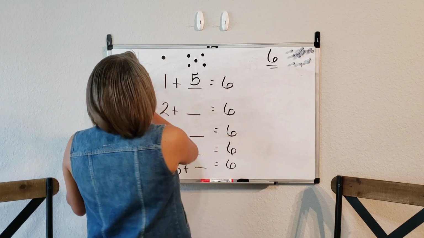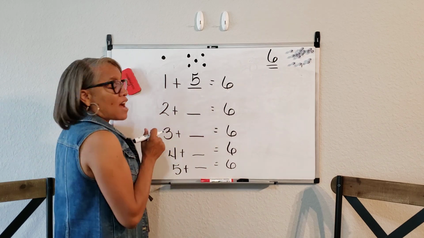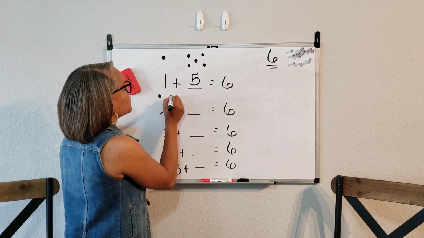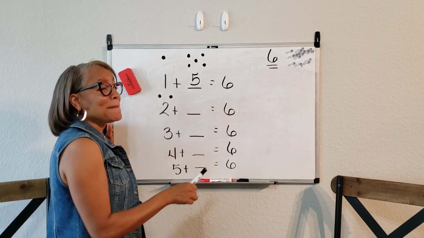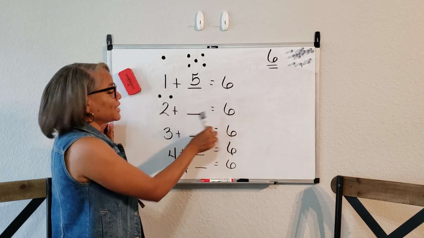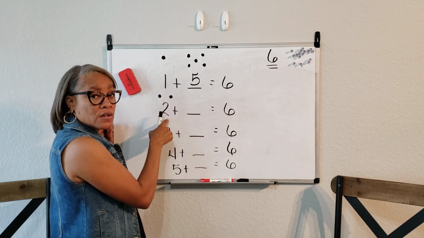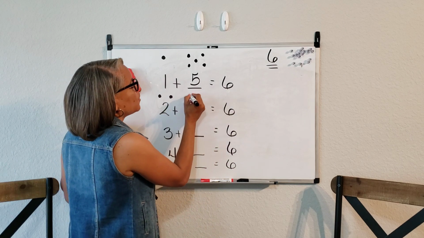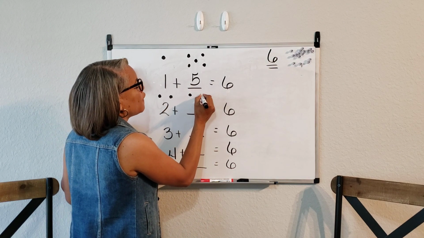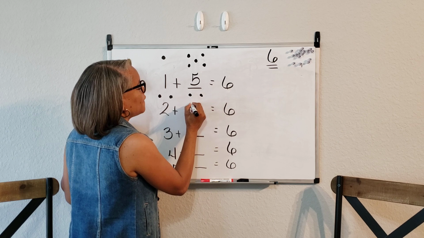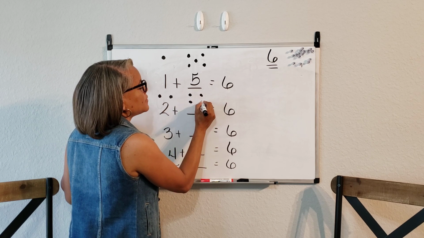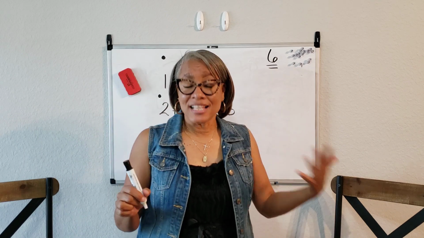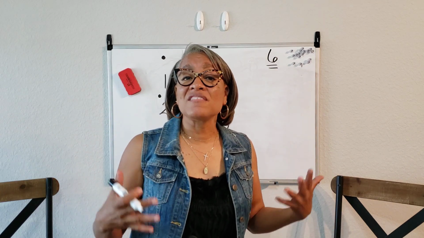Okay, how many dots for this addend? 2. Okay, how many dots do we need? 6. Okay, so we've drawn 2. Okay, so count with me. Let's continue counting. 2, 3, 4, 5, 6. Is that what we're trying to reach? Yes, we're trying to reach the sum of 6.